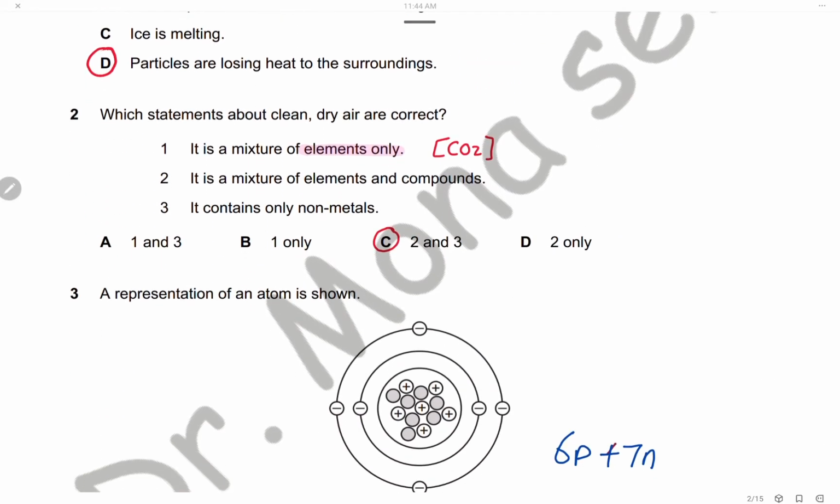Question 2. Which statements about clean dry air are correct? 1. It's a mixture of elements only. This is wrong because we have carbon dioxide, one of the constituents of clean dry air, and carbon dioxide is a compound. Number 2, mixture of elements and compounds. This is a correct statement. We have elements like oxygen, nitrogen, argon, and a compound like carbon dioxide. Statement 3, it contains only nonmetals. This is correct because all the elements and compounds we have just said are nonmetals. So we have two correct statements, 2 and 3, and the answer is C.